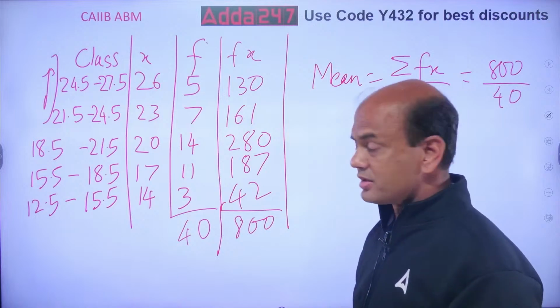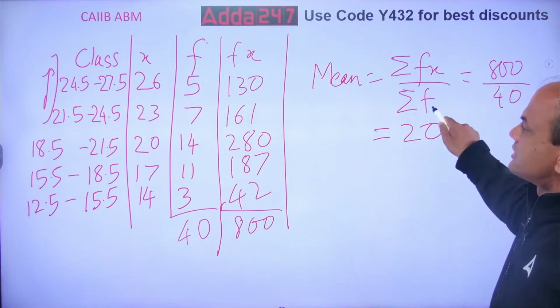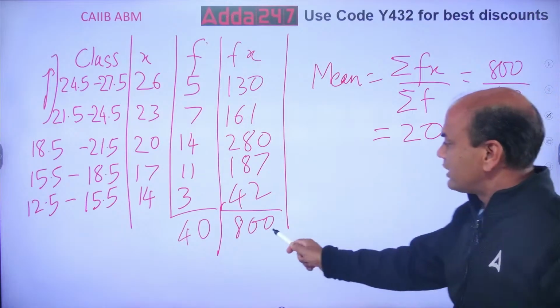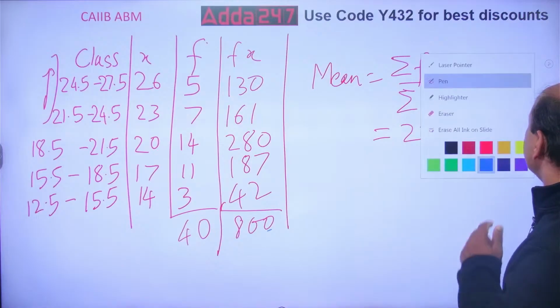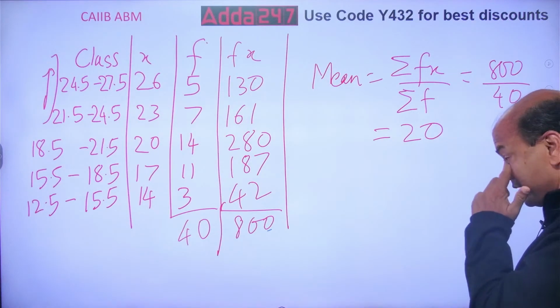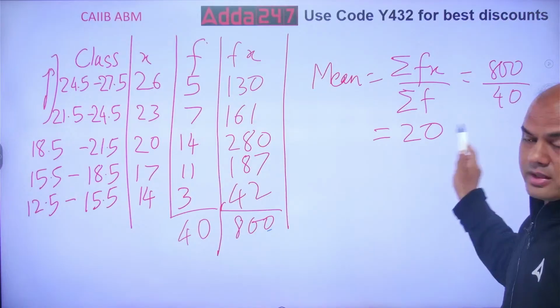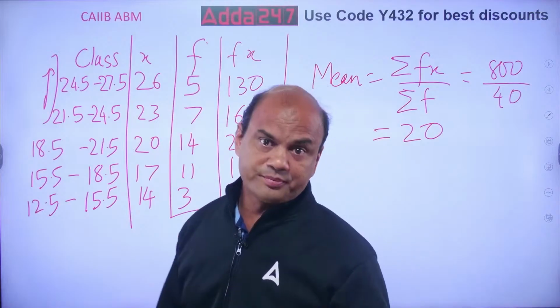Got it? Chalo. So now mean is summation fx upon summation f. So 800 upon 40. The answer is simple now. 4 to the 8, 20. So the mean you got is 20. Clear? Mean you got is 20.